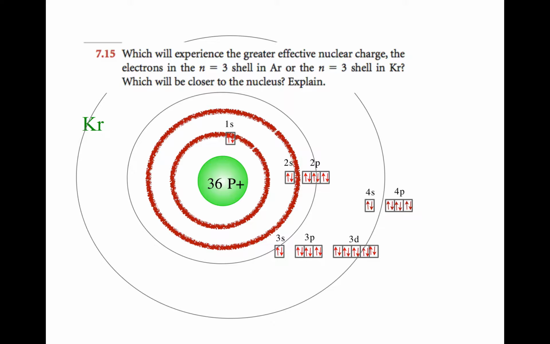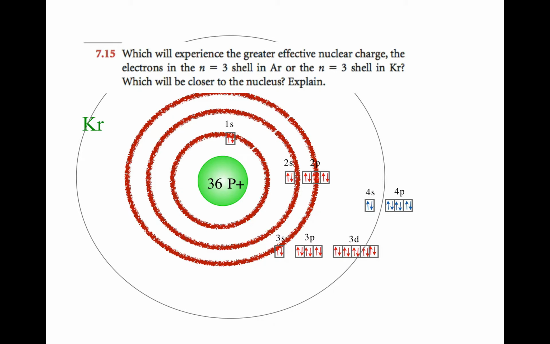So if we're talking about the valence shell of krypton, that's the fourth energy level. That third energy level is part of the core electrons. And core electrons are held way tighter and are pulled way closer than valence electrons. So there's your explanation.